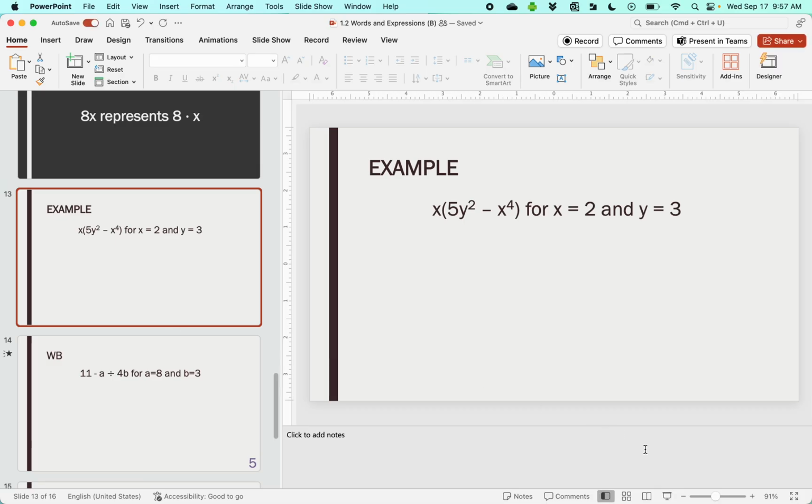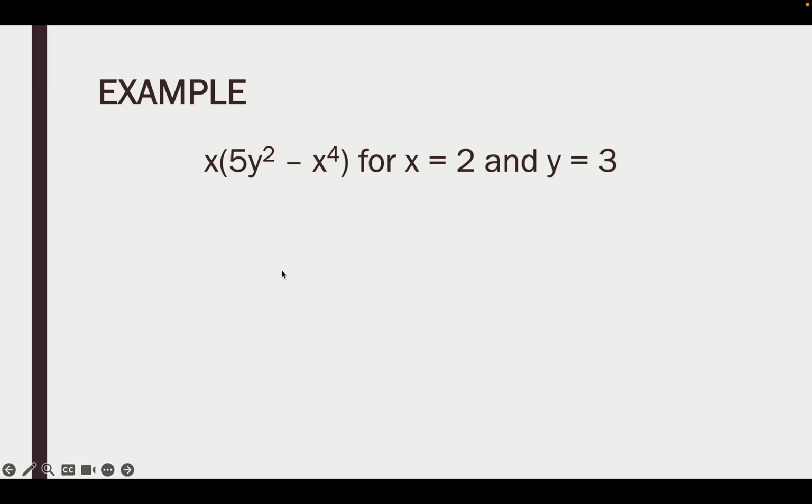Now we want to look at what to do when we have a variable that is in our problem, because we said this is not a numeric expression at all. This is what we call an algebraic expression, which we haven't discussed yet. So we need to turn this algebraic expression into a numeric expression by replacing the x and the y with 2 and 3. So when we do that, we're going to rewrite it.